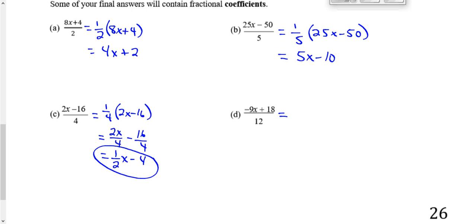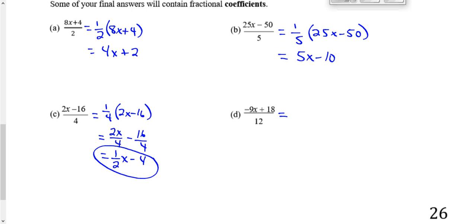Look, just tell me what your final answer is. Yeah, but put that in lowest terms. You got it right. Yeah, how about negative 3/4 x plus 3/2?